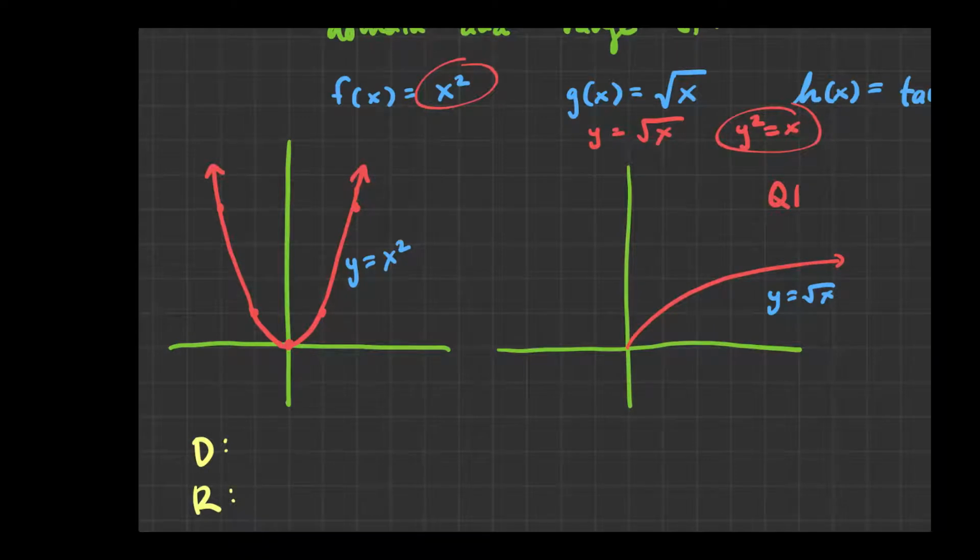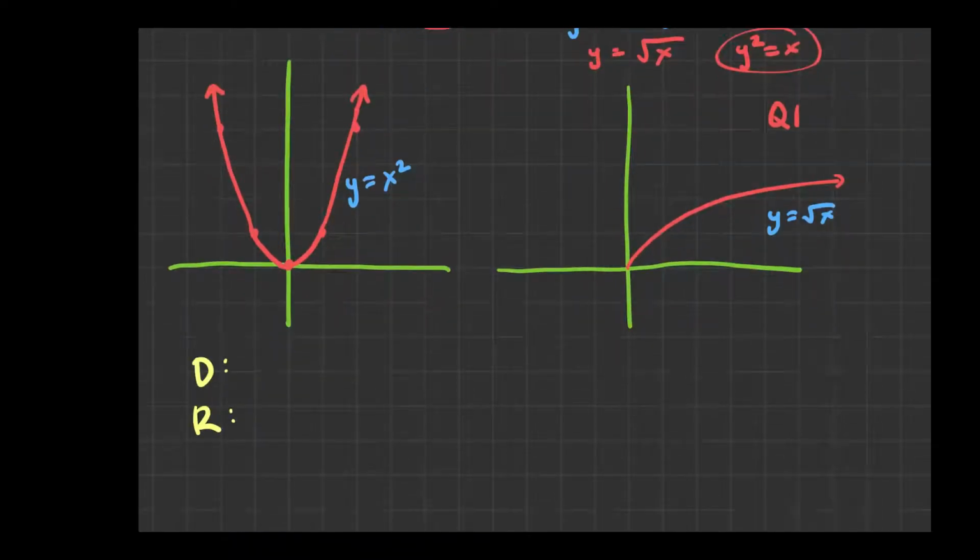Yeah, because you can square any number you want, right? Take any number, square it, no problems there, right? So the way we would express that is we would just write the set of real numbers. So this is the set of real numbers.